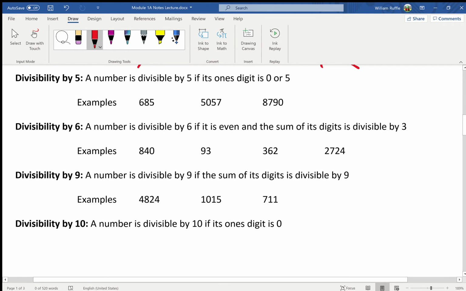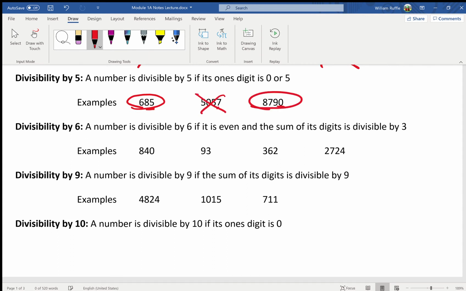A number is divisible by 5 if its ones digit is 0 or 5. That is a 5 in the ones digit. We're good. That is not. And that's a 0. That's an easy one.